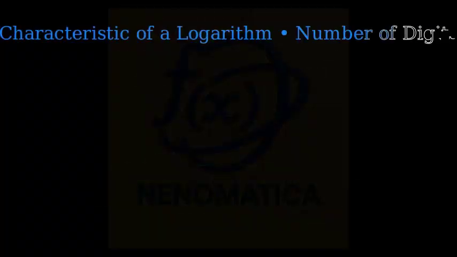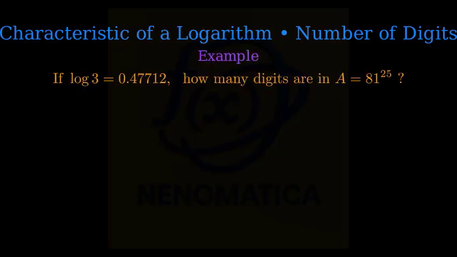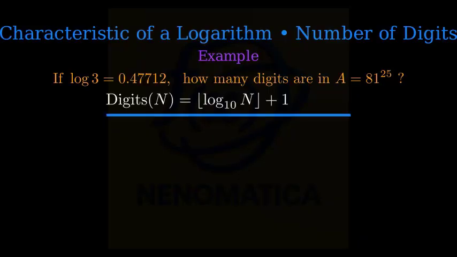Example, we will use the characteristic of a logarithm to find how many digits are in a very large number. The problem says, if log base 10 of 3 equals 0.47712, how many digits does the number a equals 81 to the power 25 have? The key idea is, for any positive integer n, the number of digits equals the floor of log base 10 of n plus 1. This floor part is called the characteristic of the logarithm. We start with a equals 81 to the 25.